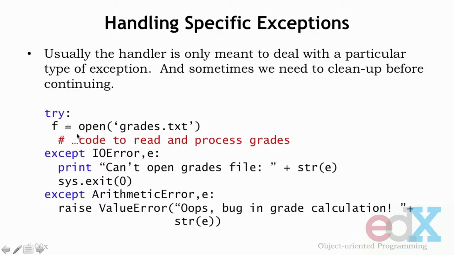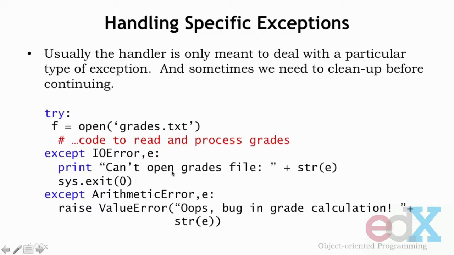So usually a handler is only meant to deal with a particular type of exception. And sometimes we need to deal with cleanup actions before continuing. So in this case, I've refined my example a little bit further to say, look, I have an I/O error here. I want to deal with the fact that if this open fails, I know the type of error I'm going to get. I'm going to get an I/O error.